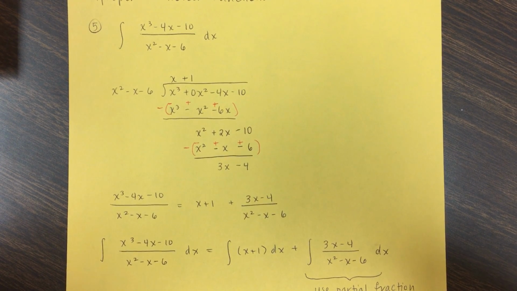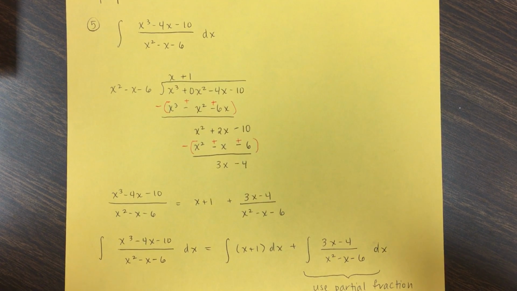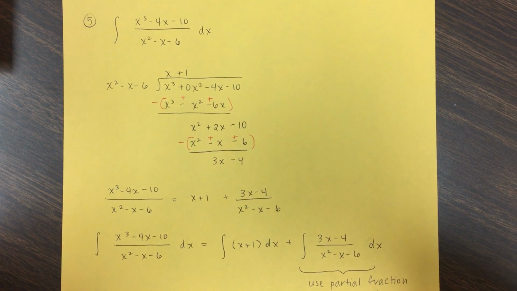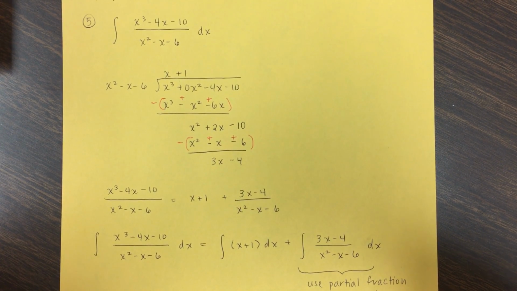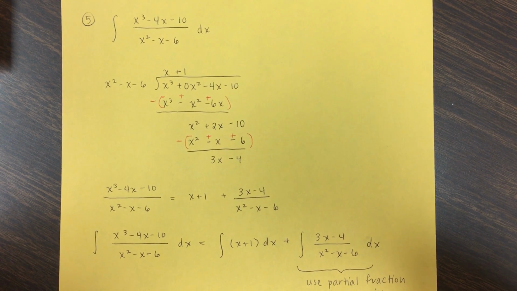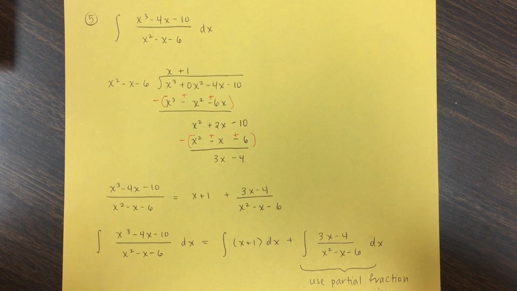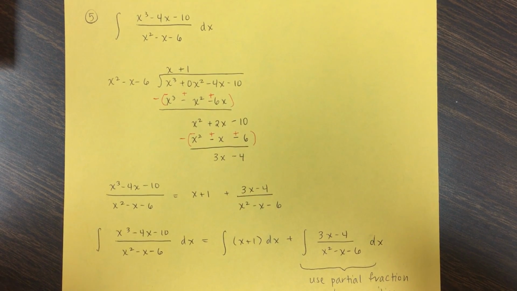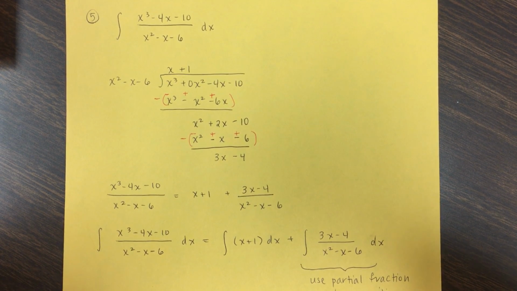Then I'm subtracting a polynomial, which means I need to change all of the signs. So the x cubes cancel, and then I will get a positive x squared, a positive 2x, and I carry down the negative 10. Then x squared times 1 will give me x squared, so I carry the 1 around, and that will give me x squared minus x minus 6, but I'm subtracting a polynomial, so I change all the signs. The x squared cancels and leaves me a remainder of 3x minus 4.